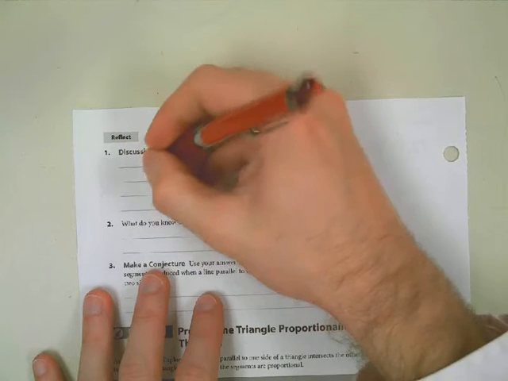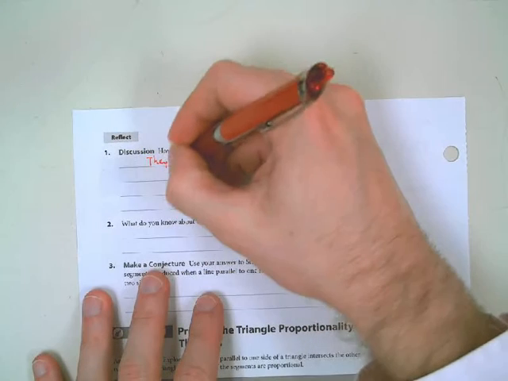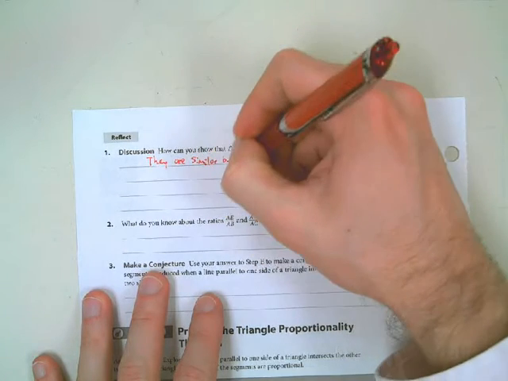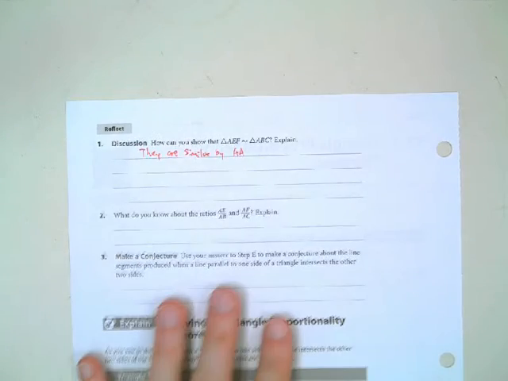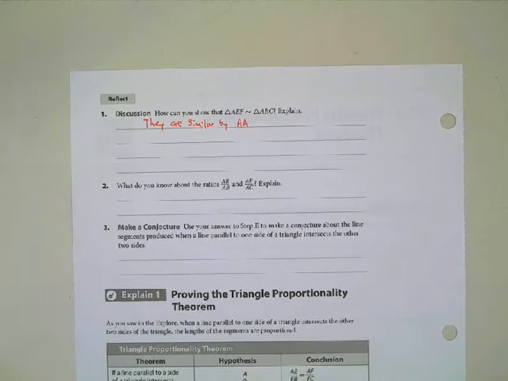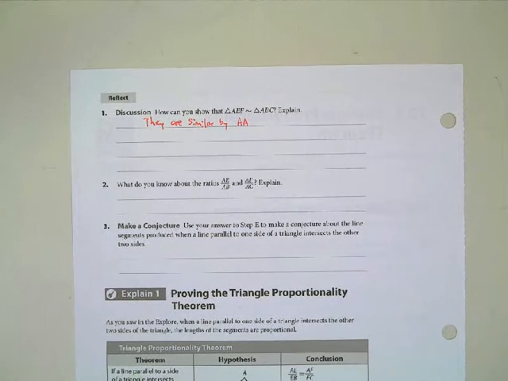So how can you show that triangle AEF is similar to triangle ABC? They are similar by angle. I'm not going to worry about the explanation, we have the picture marked on the other side. But of course it would be something like, because we have two pairs of congruent corresponding angles. Okay, so there's the idea.